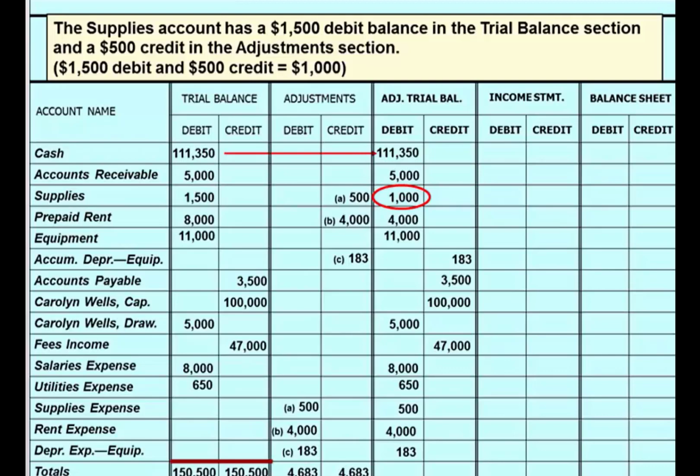Cash had no adjustments, so its balance carries over to the adjusted trial balance section. The same with accounts receivable and so on. Our first account, which had an adjustment, is supplies. It started with a $1,500 debit balance, then we credited it for $500. We carry the new adjusted balance of $1,000 to the adjusted trial balance section.